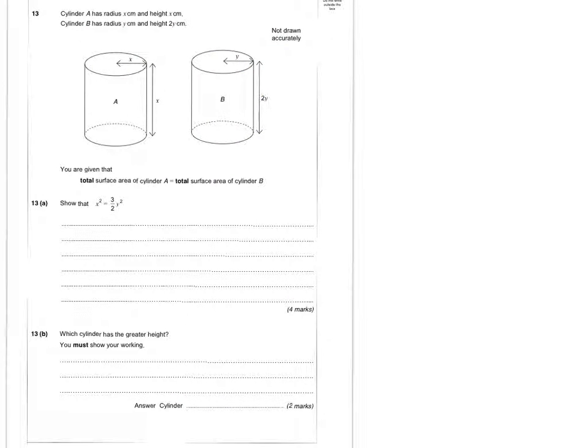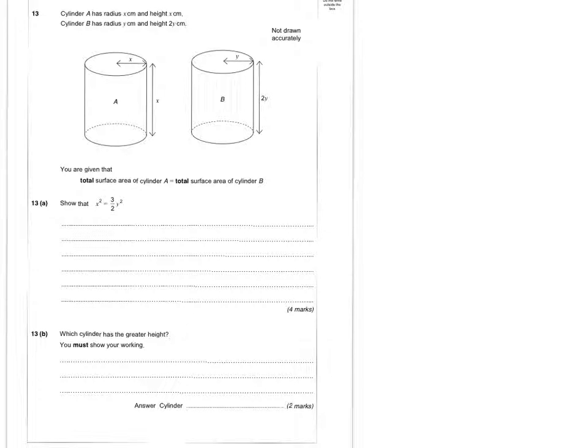Question 13. Cylinder A has a radius of x centimetres and a height of x centimetres. Cylinder B has a radius of y centimetres and a height of 2y centimetres. You are given that the total surface area of A is equal to the total surface area of B. Show that x squared equals 3 over 2 y squared.